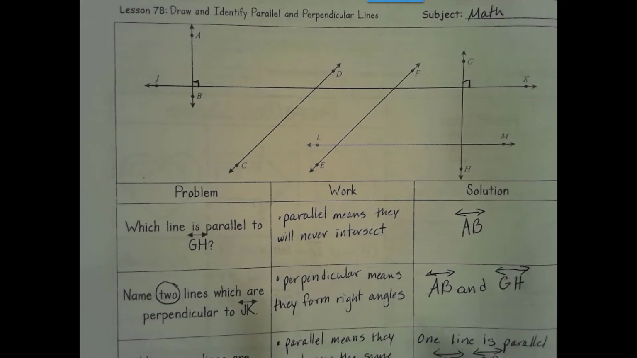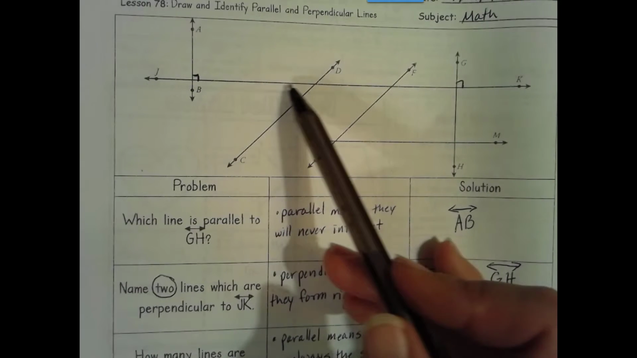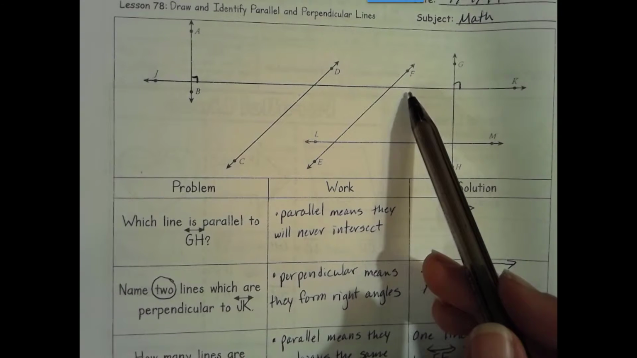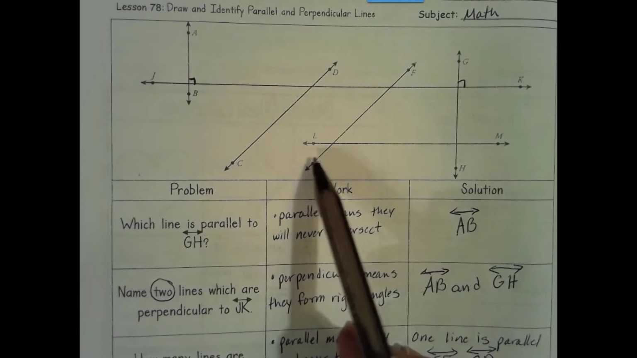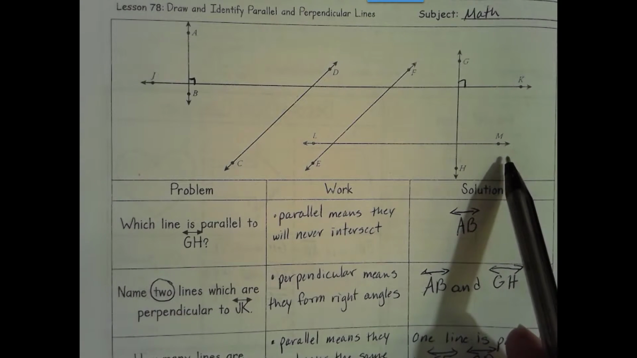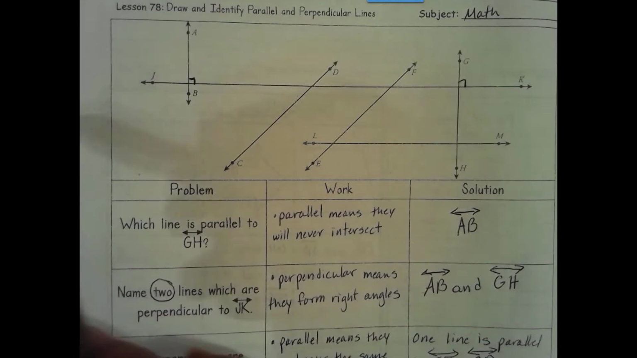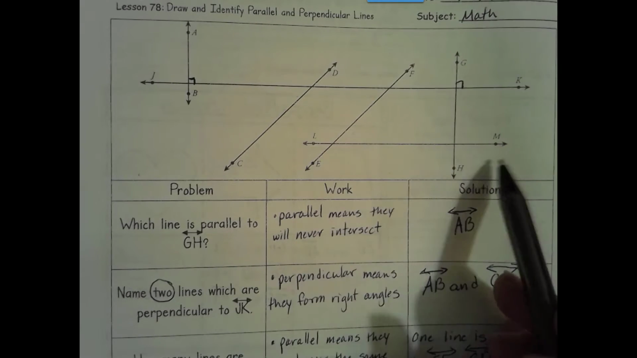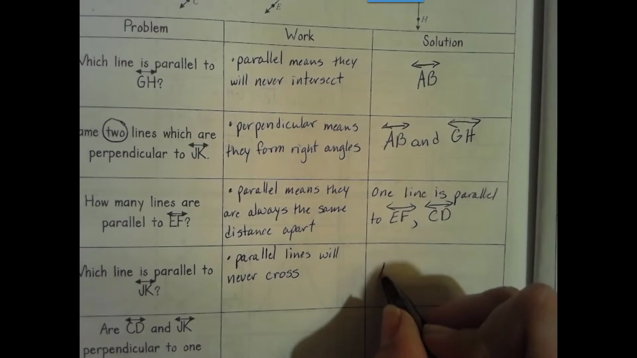JK, well, JK intersects AB, so they're not parallel. It intersects DC, they're not parallel. FE, they're not parallel. GH. So it intersects these four lines. It does not intersect LM at this time. They're the same distance apart. If I continue them out forever, they will never cross or intersect. So it looks like LM is a line to which it is parallel. So line LM.